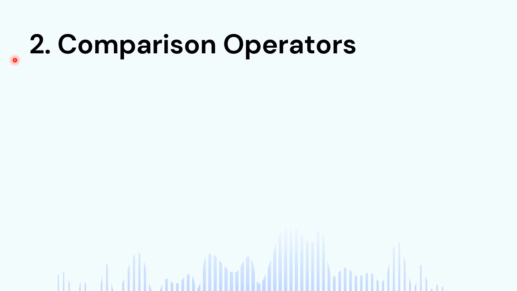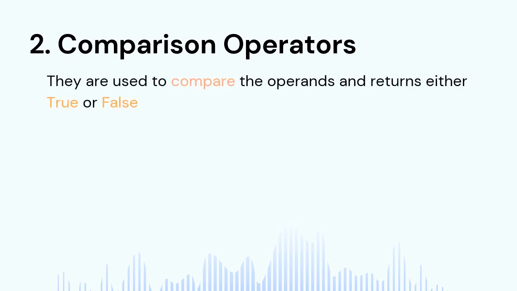Now we are moving our focus to comparison operators. Comparison operators are basically used to compare two different operands, and they return either true or false. These operators also play a crucial role in evaluating conditions, providing a way for your code to make decisions based on comparison between values.